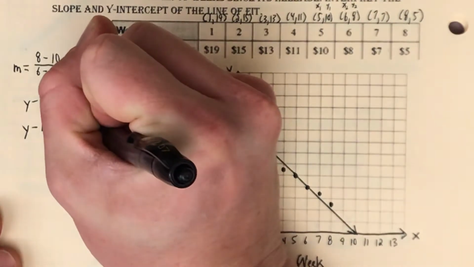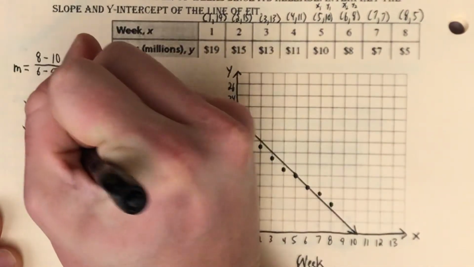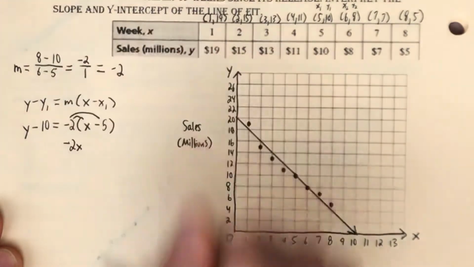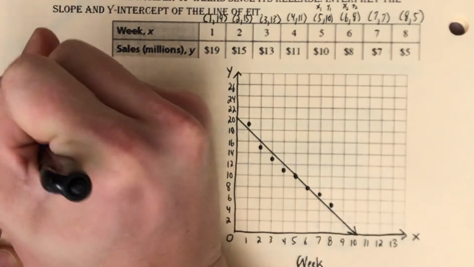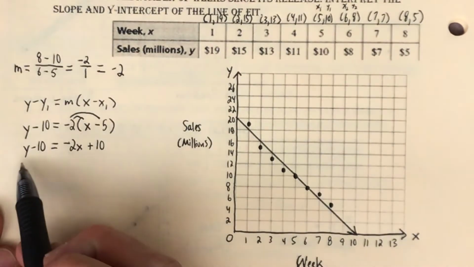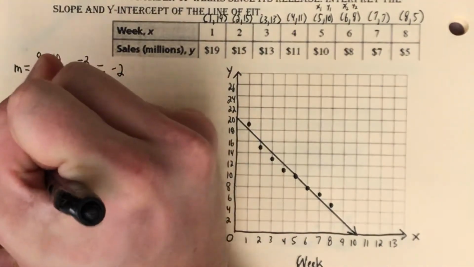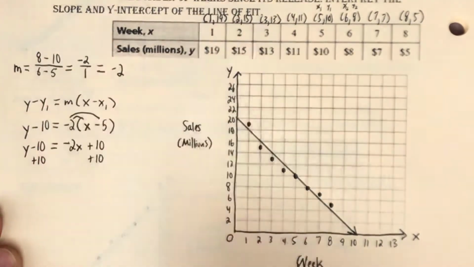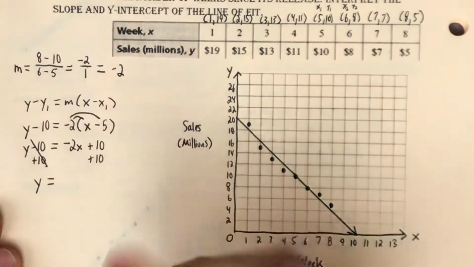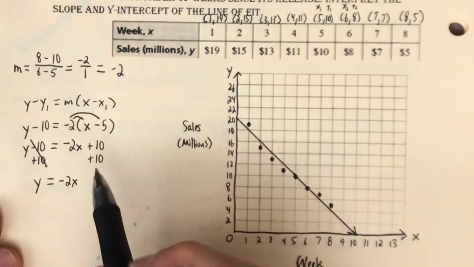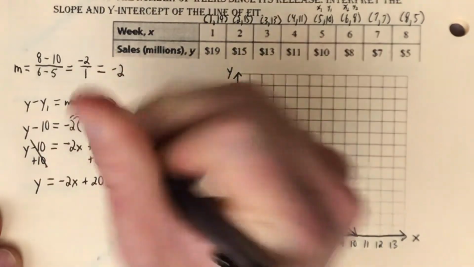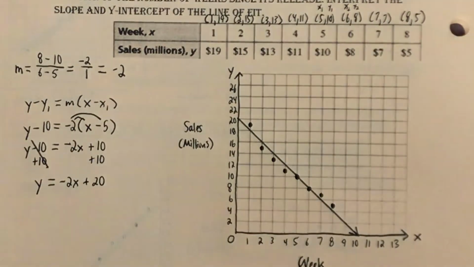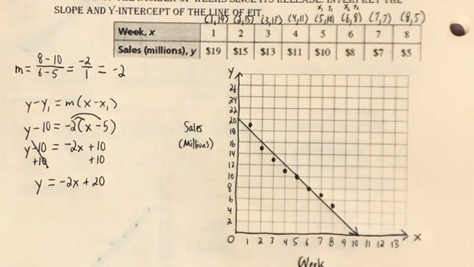First thing, distribute the negative 2. Negative 2 times x is negative 2x. Negative 2 times negative 5 is positive 10. And that's equal to y minus 10, which I didn't use. Now I need to get the y by itself. To get rid of the negative 10, I'm going to add 10 to both sides, and those disappear. I'm left with just the y, equal to negative 2x, and then positive 10 plus 10 is positive 20. So y equals negative 2x plus 20 is the equation of my line of fit.